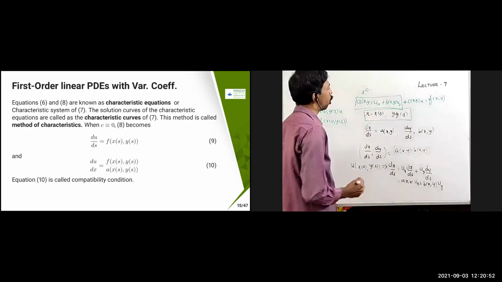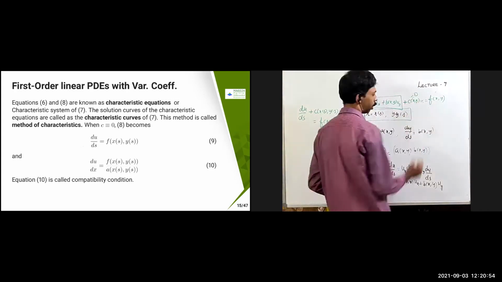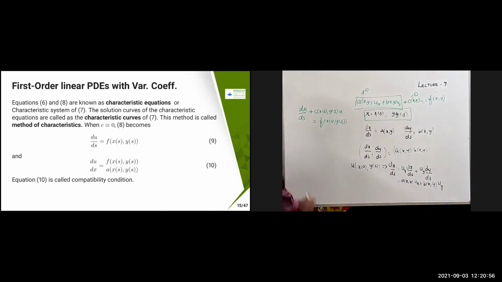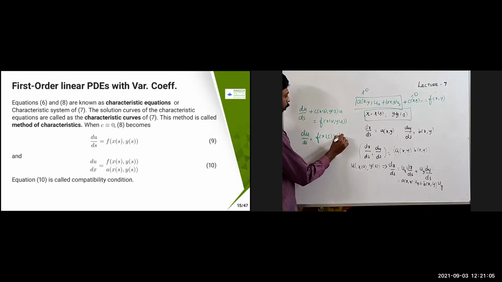Now, suppose c equal to 0 here. Suppose c is 0. That means this is going to become du/ds equal to f(x(s),y(s)). Therefore, what is du/dx going to be in this case?